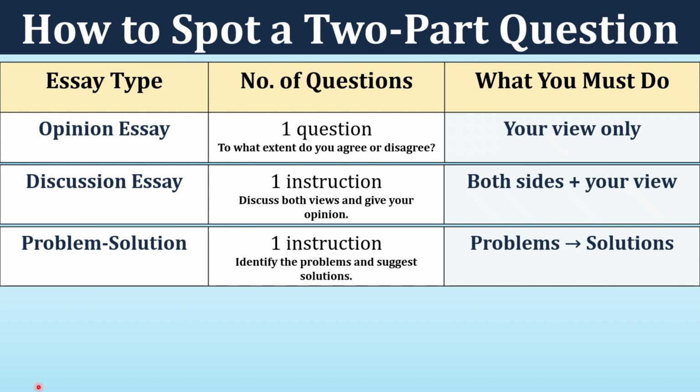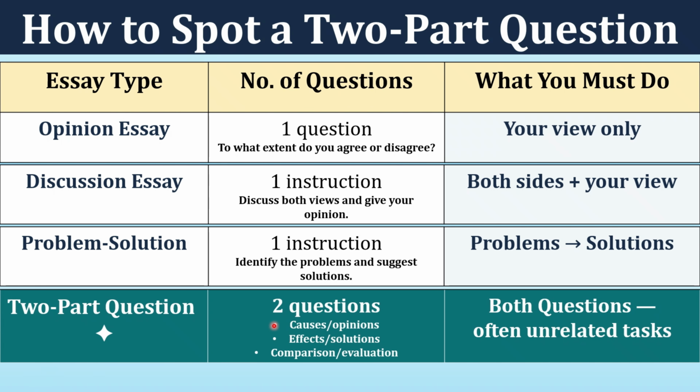But in a 2-part question essay, the combination of questions can vary. One task might ask about causes and your opinion. Another might ask about effects and solutions, or comparison and evaluation. Because the combinations are unpredictable, you can't depend on memorizing one set of ideas or one fixed content pattern. Instead, you need a clear essay structure, something we'll cover in video 2.